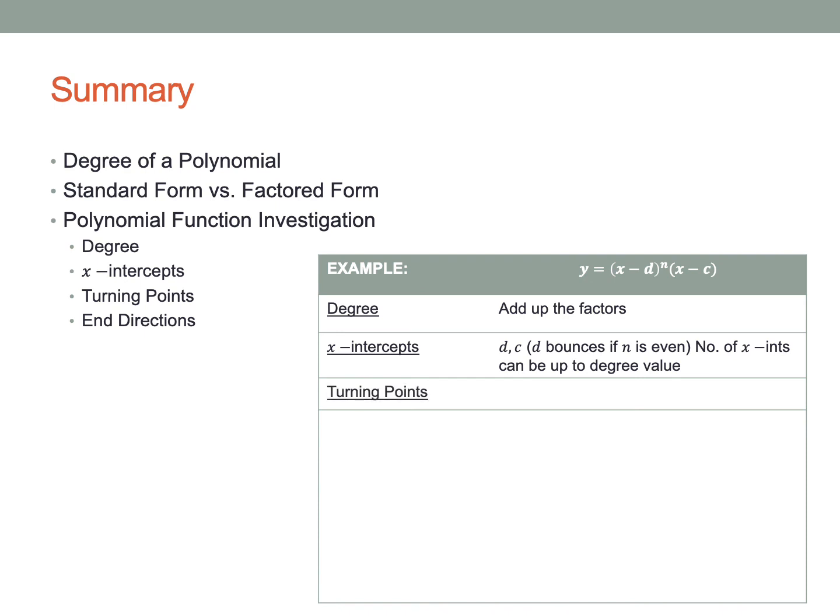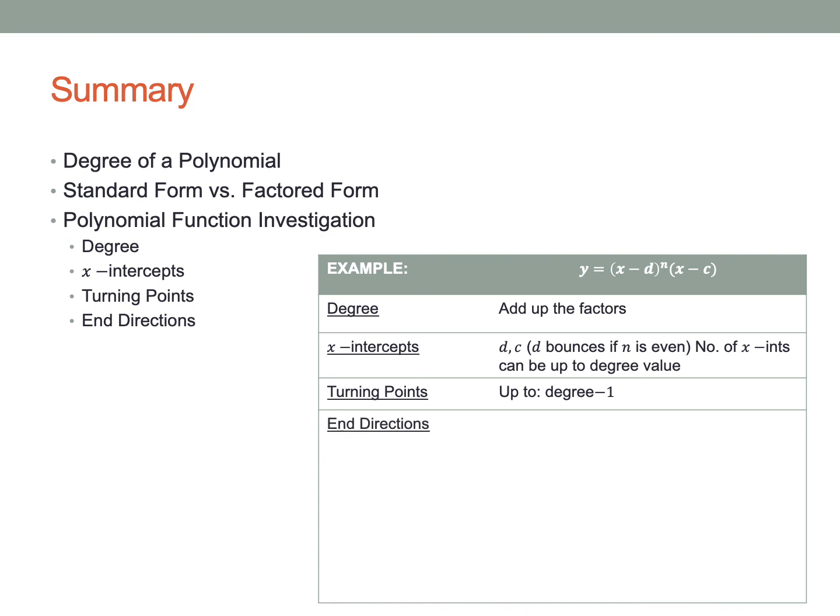And then for turning points, the turning points is affected by the degree. The number of turning points is up to the degree of the polynomial minus 1. And then x-intercepts can be up to the degree of the polynomial. So if the degree is 4, you can have up to 4 x-intercepts and 3 turning points.